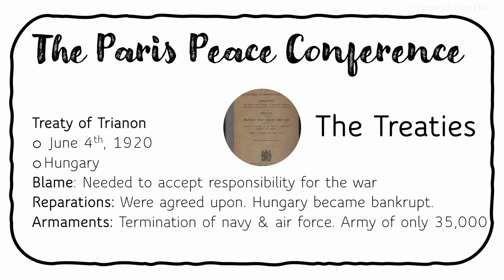In terms of their armaments, Hungary lost both their navy and air force and were allowed a slightly larger army than Austria of 35,000 volunteers. Territorially, they lost a similar amount of land to Austria. About 2/3 of their pre-war territory was taken away from them.